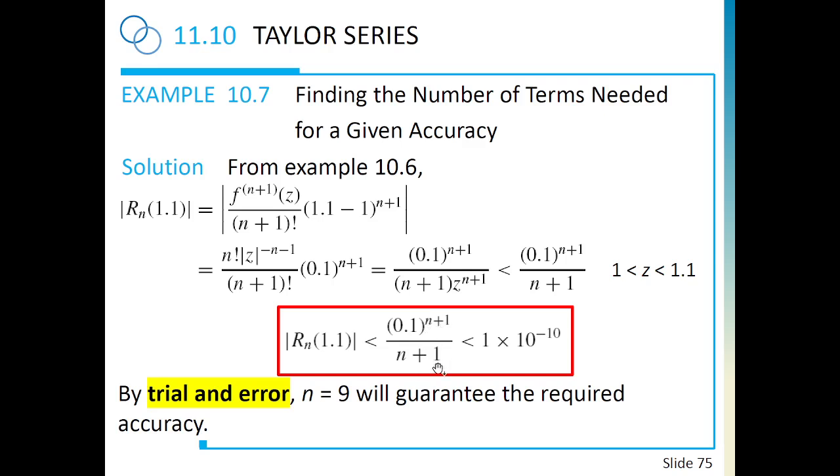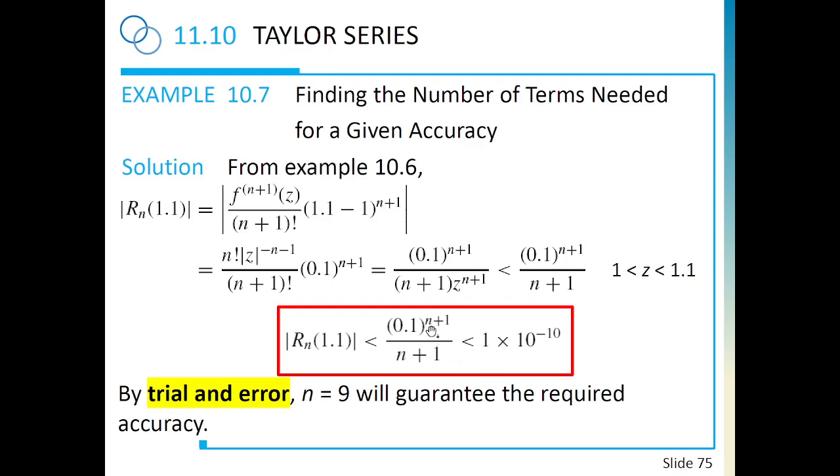So if I use a polynomial of degree n, I don't know what n is. The next term will be with n plus 1. So this needs to be smaller than 10 to the power minus 10. That's what they required. Now I need to solve this inequality. Usually we are able to solve, but in this case, we cannot solve this normally. So what we do is we proceed by trial and error.